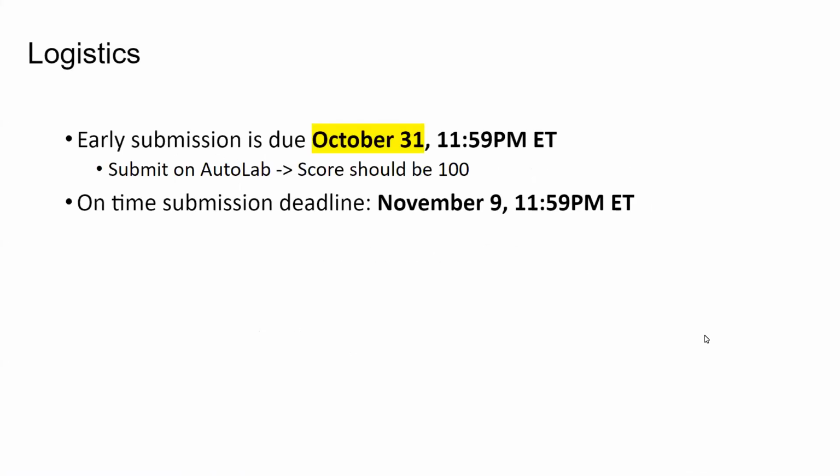First of all, some logistics about Homework 3. The early submission is due on October 31st, and for Homework 3 Part 1, you have to get all the 100 marks to get the early submission bonus by the early submission deadline. And on-time submission is due on November 9th, end of the day.